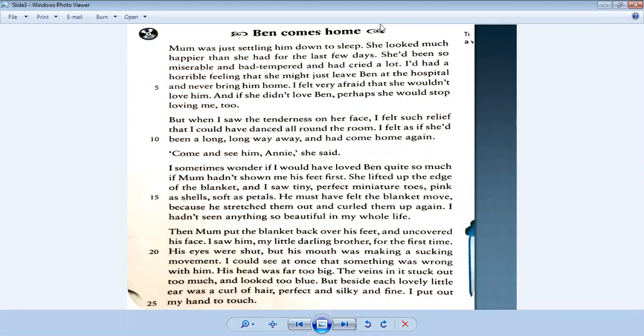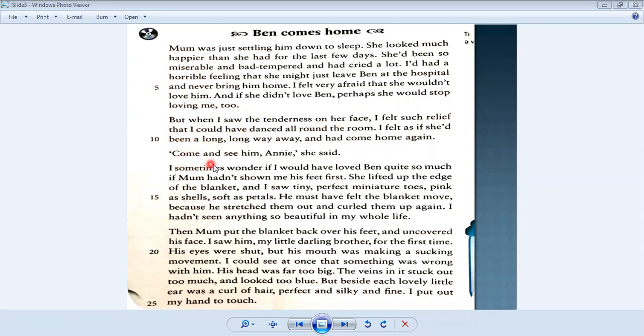My mom was just settling him down to sleep. She looked much happier than she had for the last few days. She had been so miserable and bad-tempered and had cried a lot. I had had a horrible feeling that she might just leave Ben at the hospital and never bring him home. I felt very afraid that she wouldn't love him. And if she didn't love Ben, perhaps she would stop loving me too. But when I saw the tenderness on her face, I felt such a relief that I could have danced all around the room. I felt as if she'd been a long way away and had come home again.